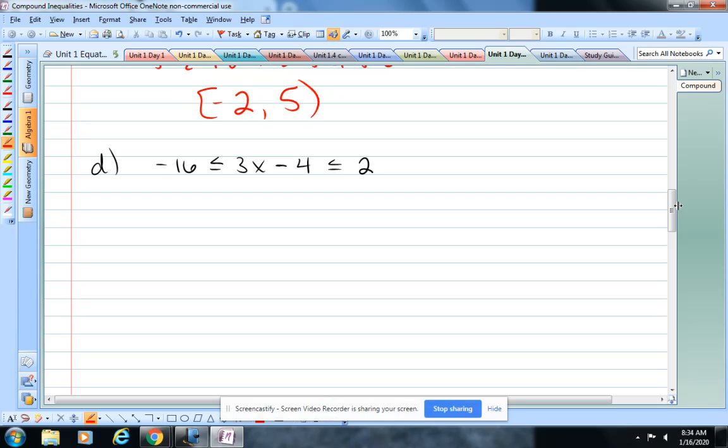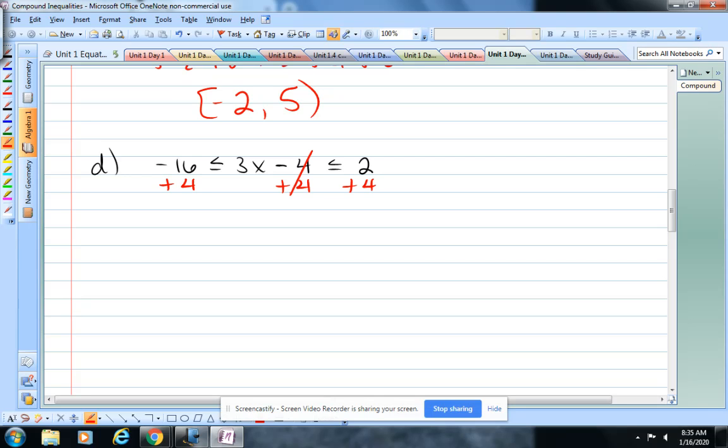So we want to get x in the middle by itself, and it's got 3x minus 4 in there all together. So what are you going to do first to get x by itself? If it confuses you to know what you do first, just cover up this with your hand and pretend it's just this part. Does that make sense? And that'll let you know what to do first. So add 4 on all three sides.